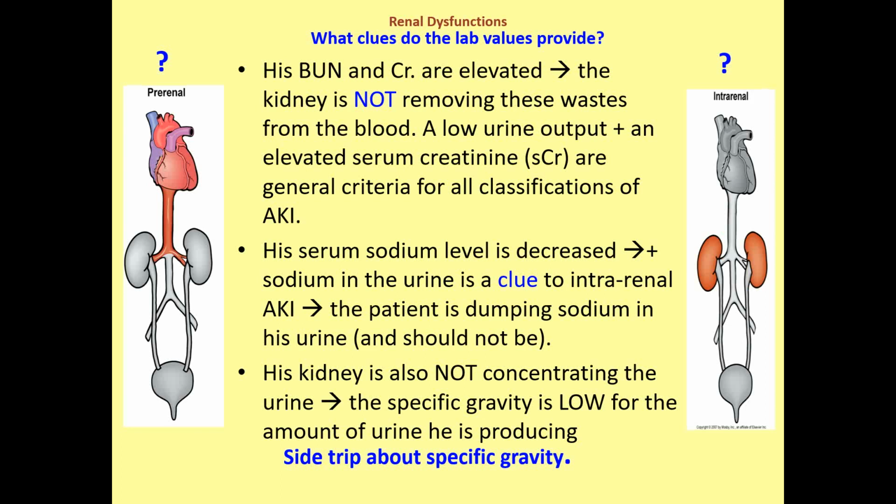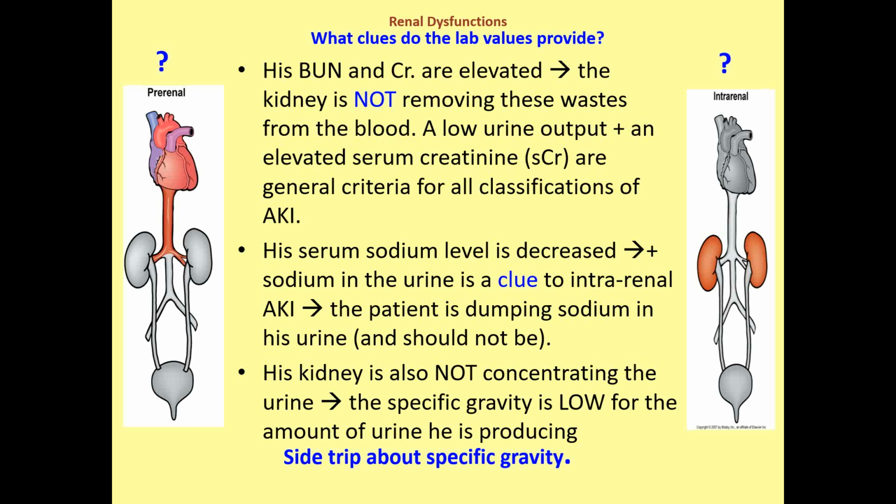So we see that the BUN and creatinine are elevated. So we know the kidney's not removing these wastes. So we know that there is an issue with the kidney. Now we know that there is a low urine output, so the kidney's not getting rid of water, and then there is an elevated serum creatinine. So those are two key characteristics of all things kidney dysfunction. Low urine output, because that's the water part, and poor waste removal, there's the waste. So really, water and waste, it's always in our thought process with all things kidney.